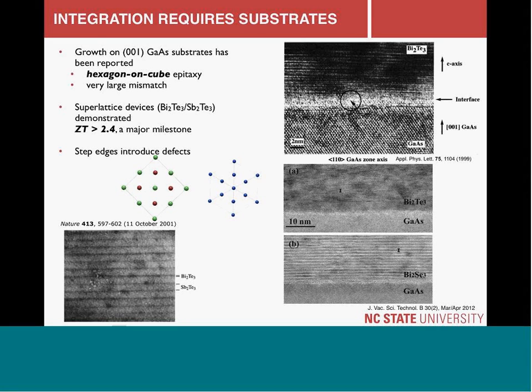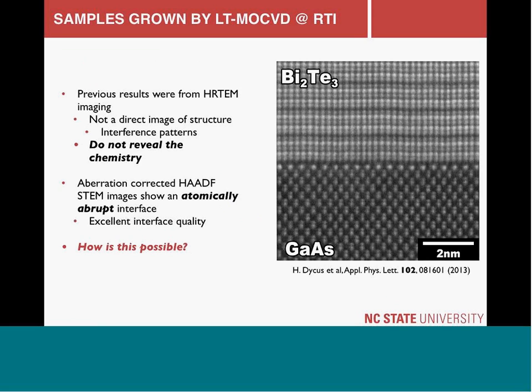No, right? I will in a bit on what these things actually look like. But just keep that in mind as we go forward. HRTM has not provided a very clear understanding of these interfaces. So in collaboration with RBI International, we've gone ahead and taken a look at some of these interfaces. This is the 001 interface between gallium arsenide and 001 bismuth telluride, that hexagon on square.